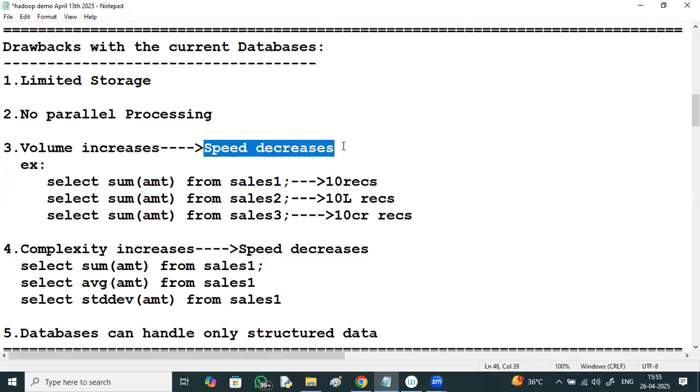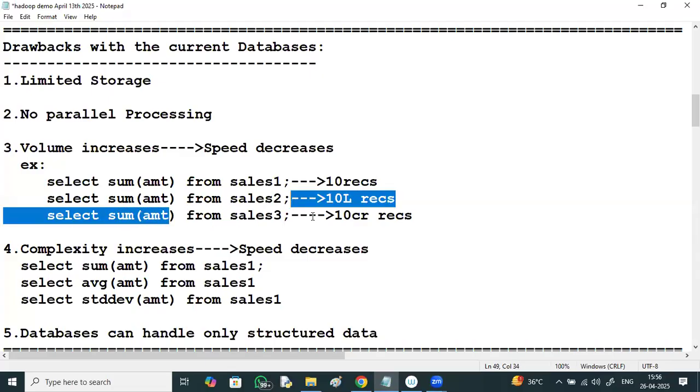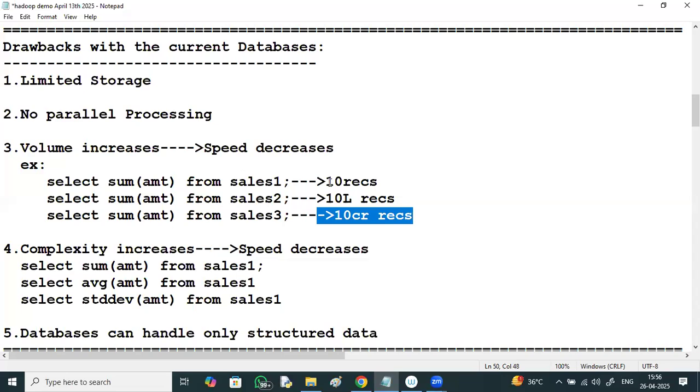Volume increases, speed decreases. To justify this, I'm taking 3 queries here, try to respond to this. Select sum of amount, the total amount, from sales1, which has got 10 records. I want the total amount from sales2, which has got 10 lakh records. Select sum of amount from sales3, another table of 10 crore records. Which query executes faster among these three?